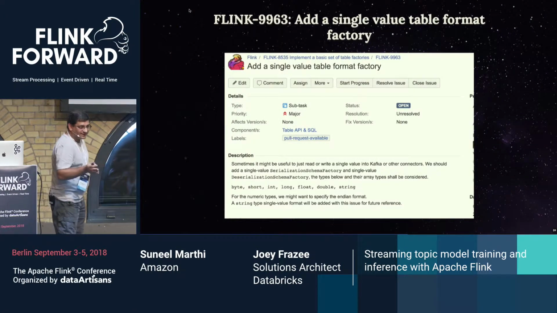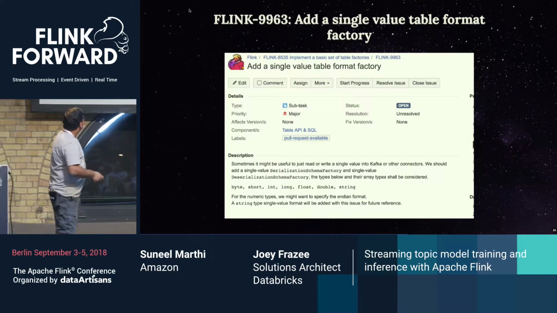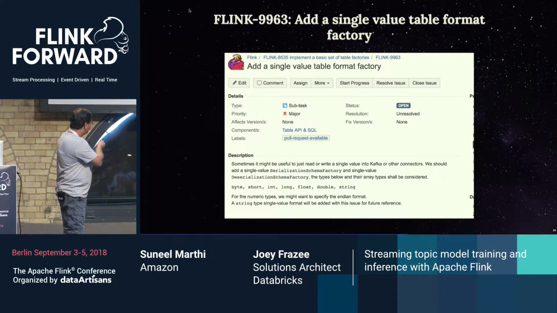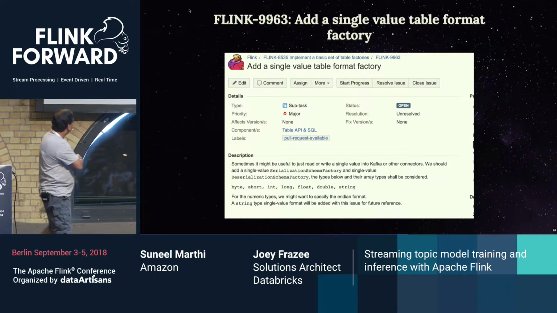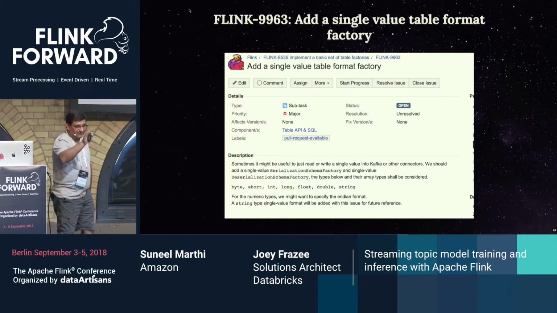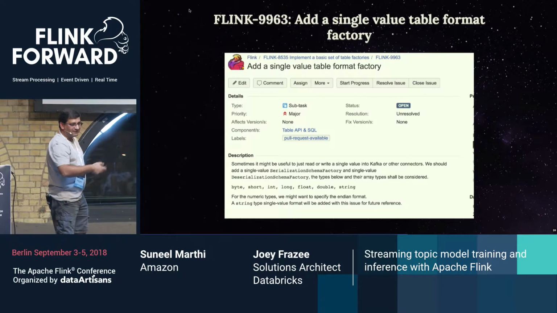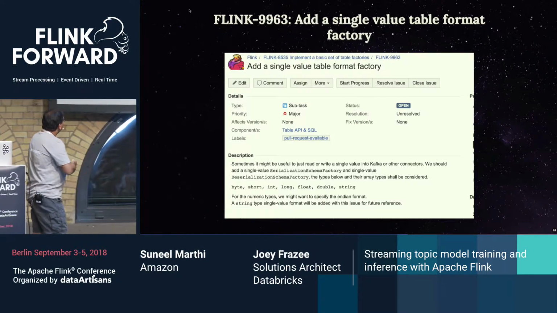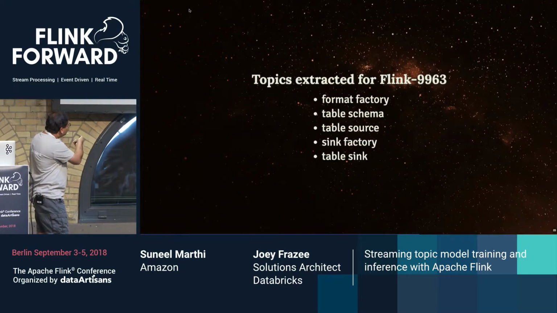We ran this for the entire set of Flink JIRAs in Apache. Let's say this is Flink issue number FLINK-9963, and this is the description that you saw in the JIRA. Further down, you also see comments by the different people participating in the JIRA. We took all of this text and tried to calculate what the topics are. For FLINK-9963, the topics we came up with are format factory, table schema, table sink, sink factory, source, table source.